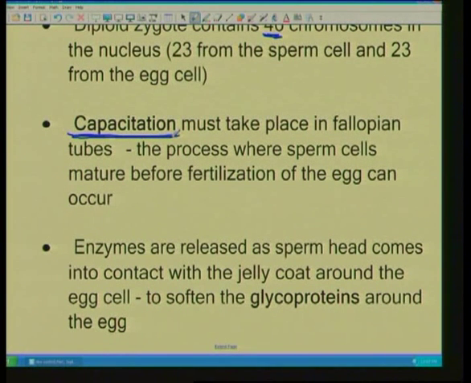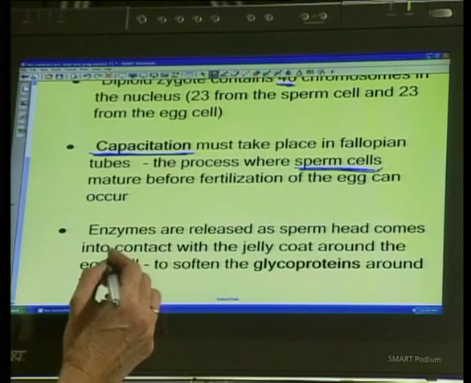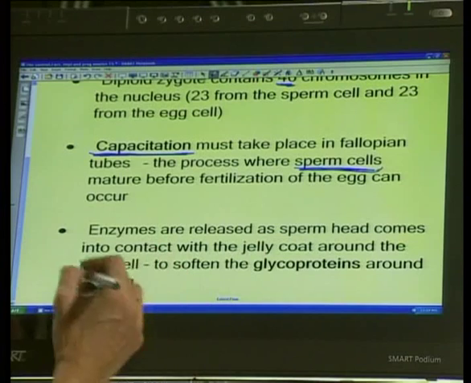Capacitation, okay, takes place in the fallopian tubes. This is the process where those sperm cells mature before fertilization of the egg can take place. So they first have to mature, and that's capacitation. They become capacitated. Okay? Then the enzymes are released, and the sperm head comes into contact with the jelly coat around the egg cell.